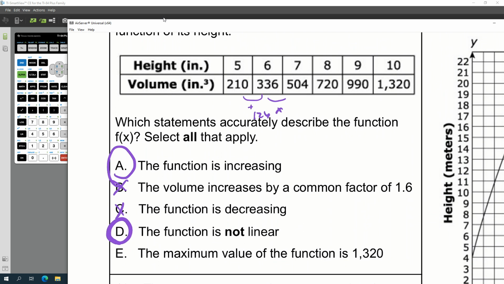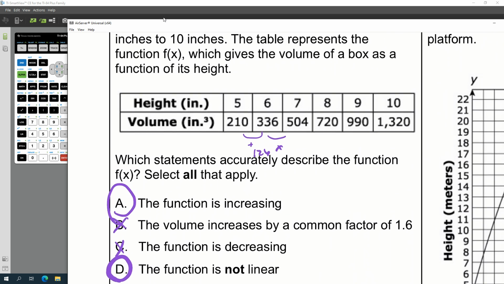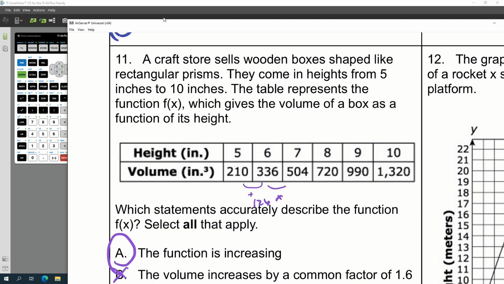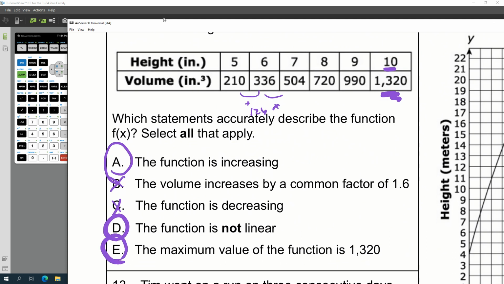All right, and then the maximum value of the function is 1,320. Because the maximum height is going to be 10 inches, that should be the maximum volume also, because they don't have any bigger prisms or bigger boxes.